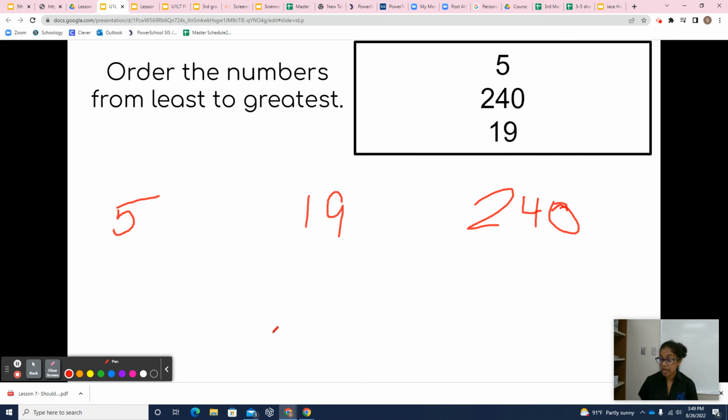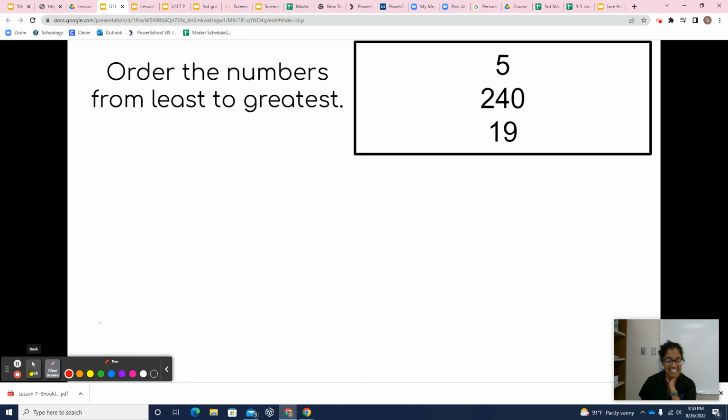I'm going to go ahead and add comparison symbols. When I'm doing comparison symbols, I first order my numbers from least to greatest or greatest to least. And now I'm going to put my comparison symbols in here. So I know that 5 is less than 19, so I'm going to mark it with my symbol, less than. And I know that 19 is less than 240, so I'm going to mark my number over there. So we could say this as 5 is less than 19, which is less than 240.